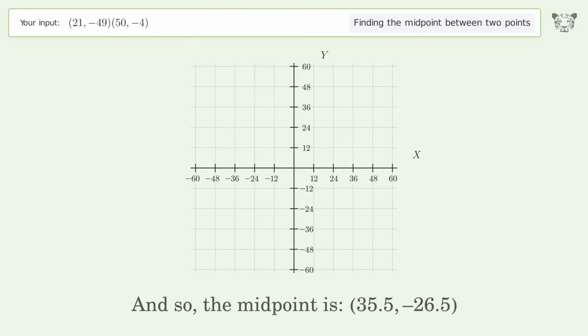And so, the midpoint is 35.5, negative 26.5.